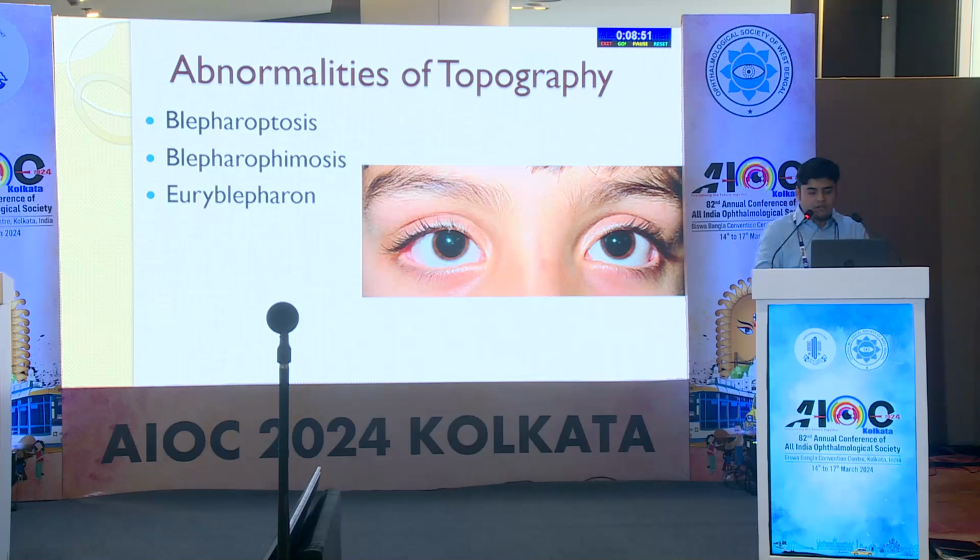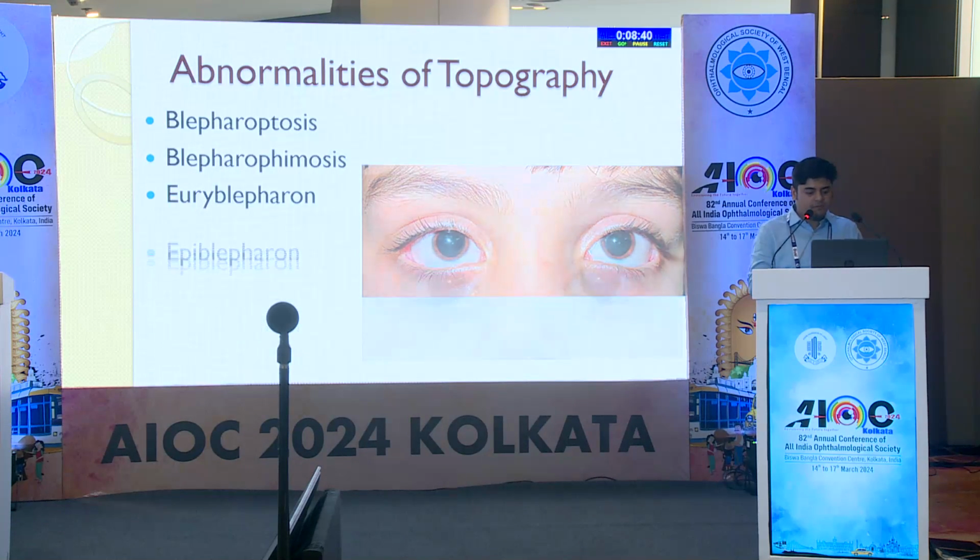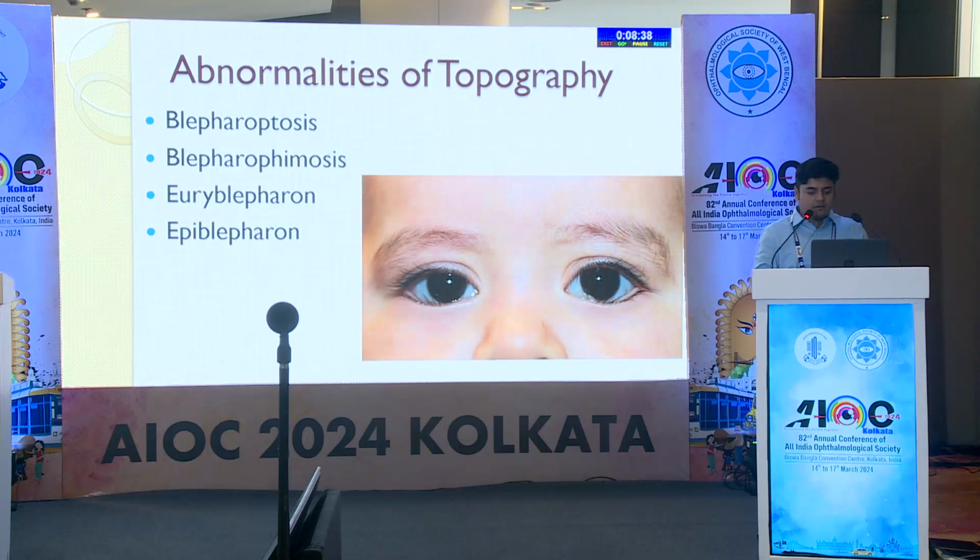If there is an increase of the horizontal palpebral fissure with an increase in the pars lacrimalis and the pars ciliaris, and there is lateral ectropion in the upper and lower eyelid, it is known as euryblepharon. Whereas if there is an increased lid fold in the lower eyelid, it is known as epiblepharon.